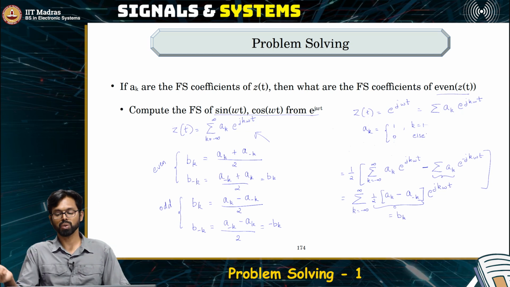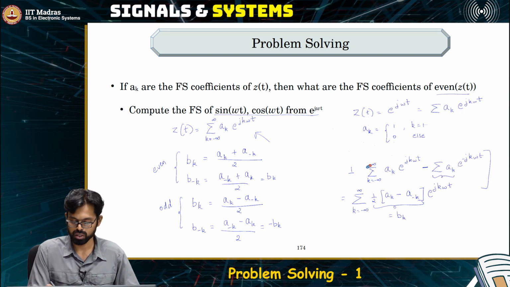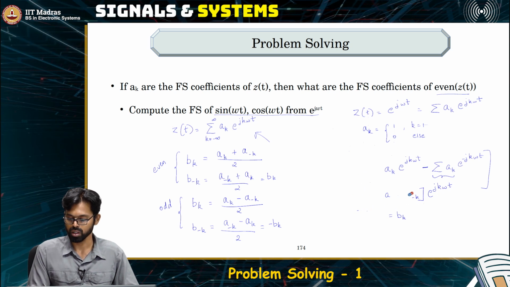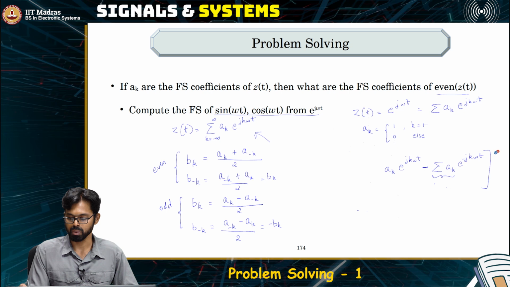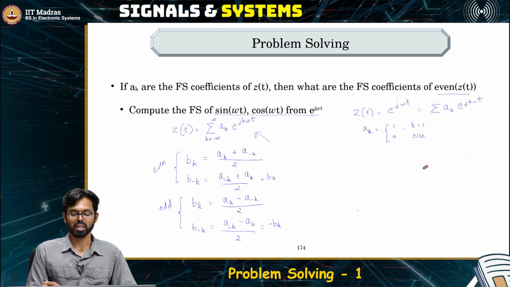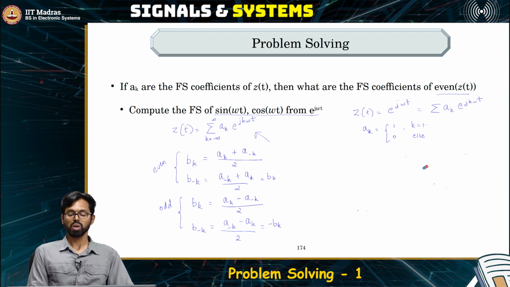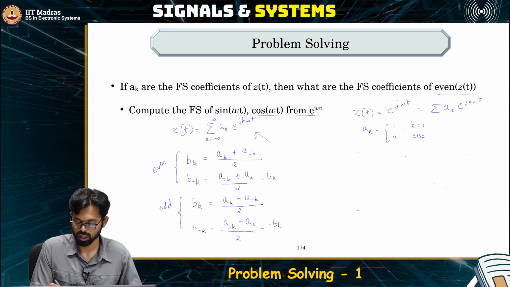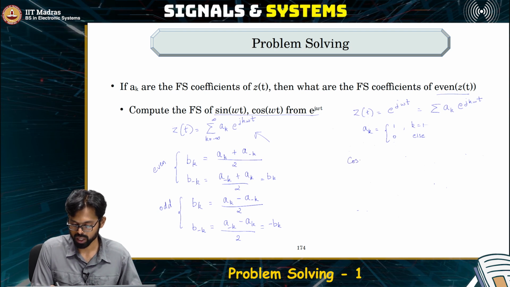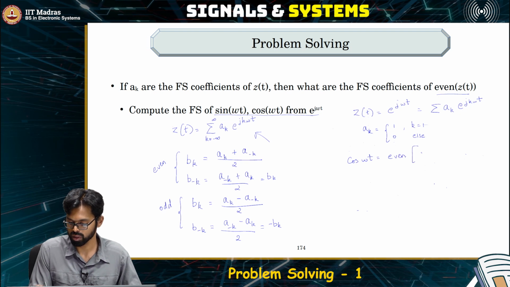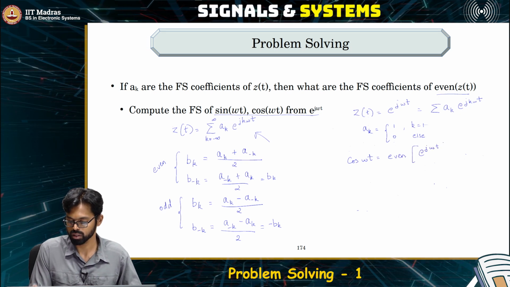So just by comparing coefficients, you can directly say this. So the Fourier series coefficient of e power j omega t is very easy to compute, because all we need to do is just compare coefficients and we are done. Now, if this is easier, then the computation of the Fourier series coefficient of cos omega t and sin omega t should also be easier. Why is that? Because cos omega t is nothing but the even part of e power j omega t.